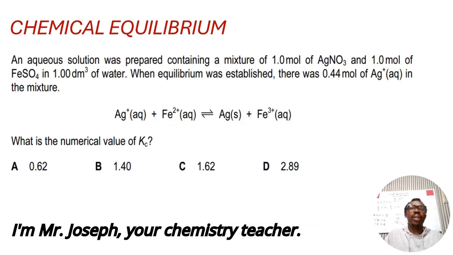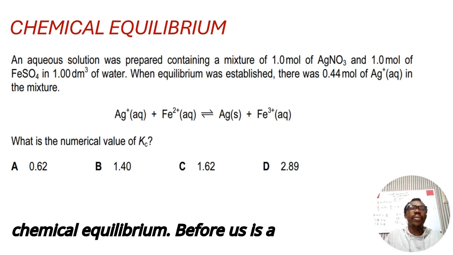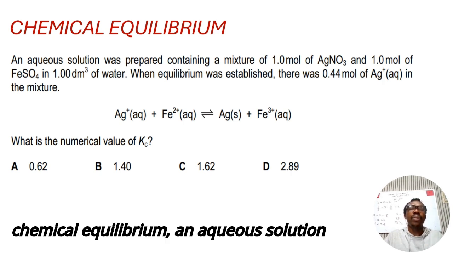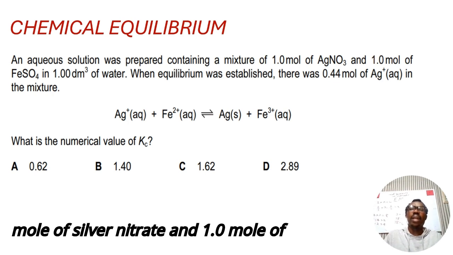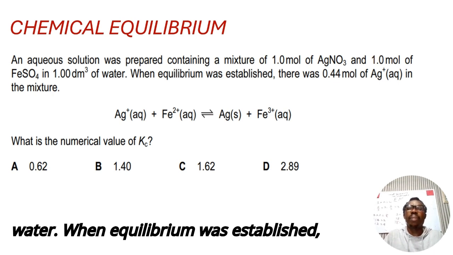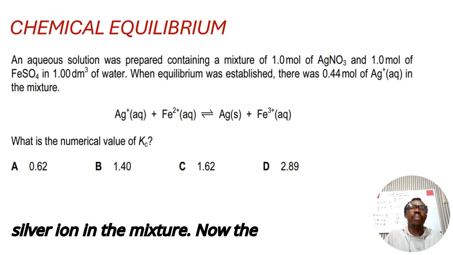I'm back with my lectures, still on chemical equilibrium. Before us, a typical chemistry A-level question on chemical equilibrium. An aqueous solution was prepared containing a mixture of 1.0 mole of silver nitrate and 1.0 mole of iron 2 sulfate in 1.00 dm cube of water. When equilibrium was established, there was 0.44 mole of silver ion in the mixture.